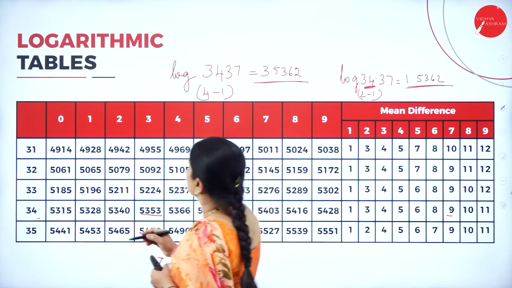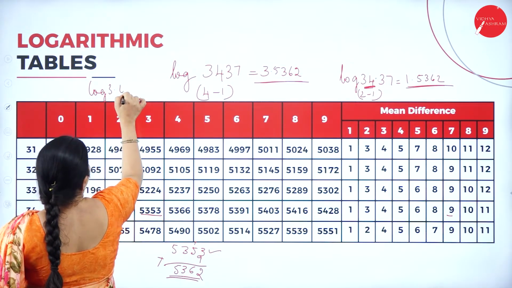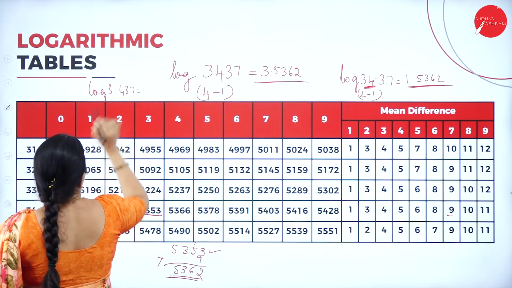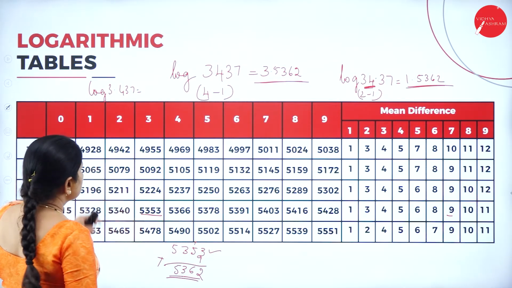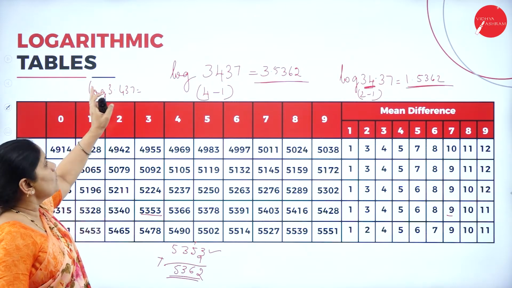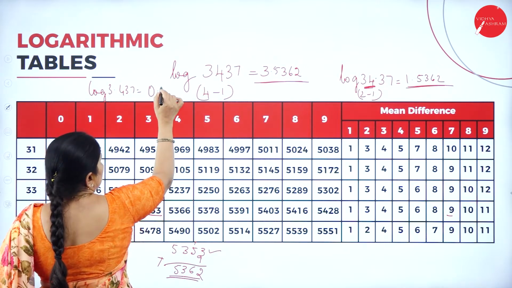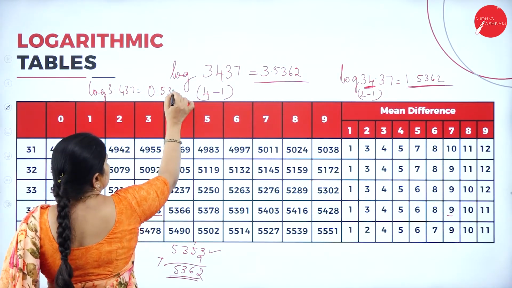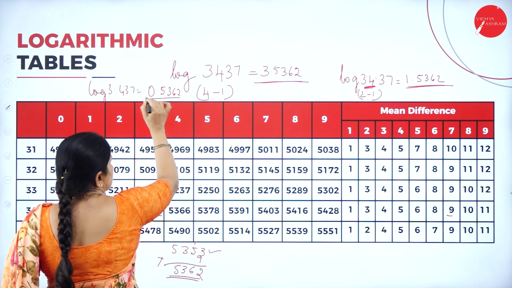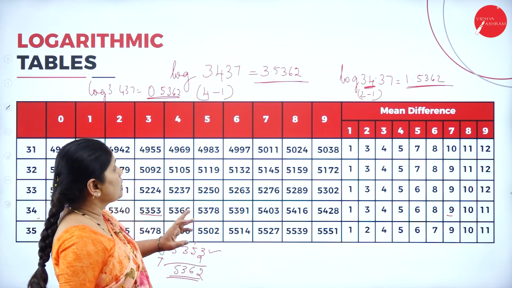Suppose I say log of 3.437. How will I find out the value of this? How many digits are there to the left of the decimal point? Only 1. So 1 minus 1 is 0. So 0.5362 will be the answer. So in this way we have to find out the log values.